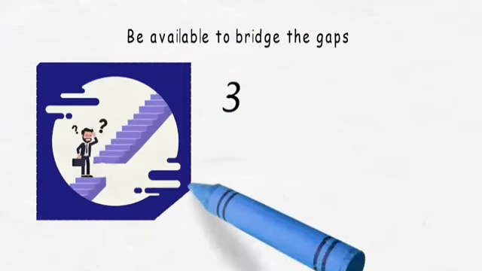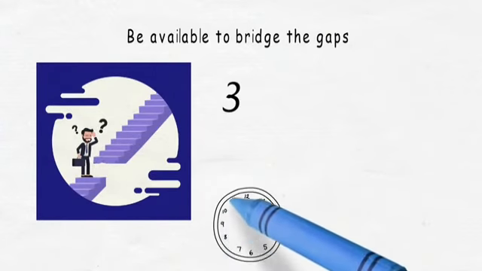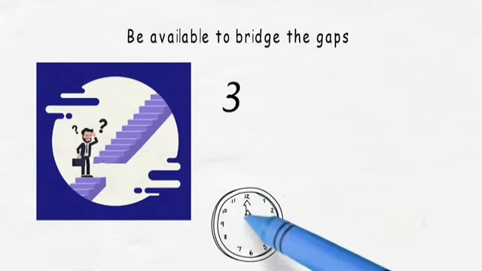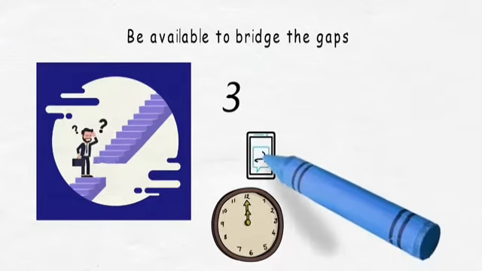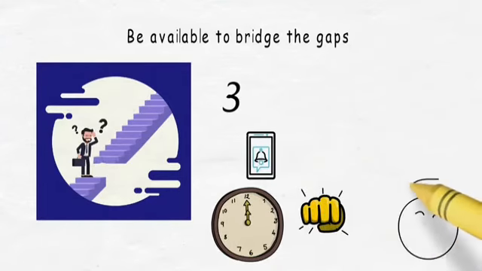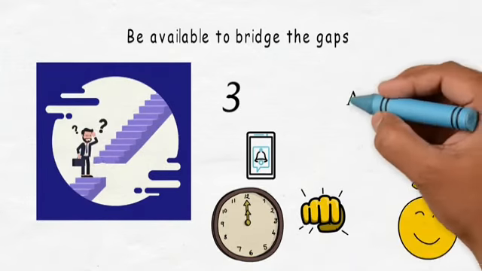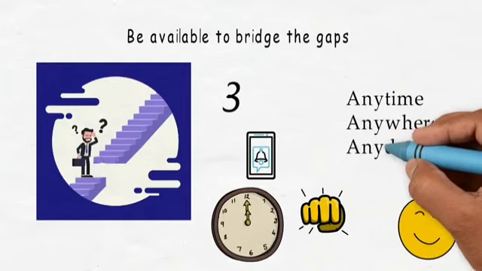Number 3, be available to bridge the gaps. Whenever the students have a problem, be available to help. That doesn't mean you should be available 24/7, but at the same time, don't be annoyed by a WhatsApp notification at an odd time. If you don't want to get disturbed, turn off your mobile notifications, but don't discourage the students from sending a query, because online learning is about anytime, anywhere and any device.